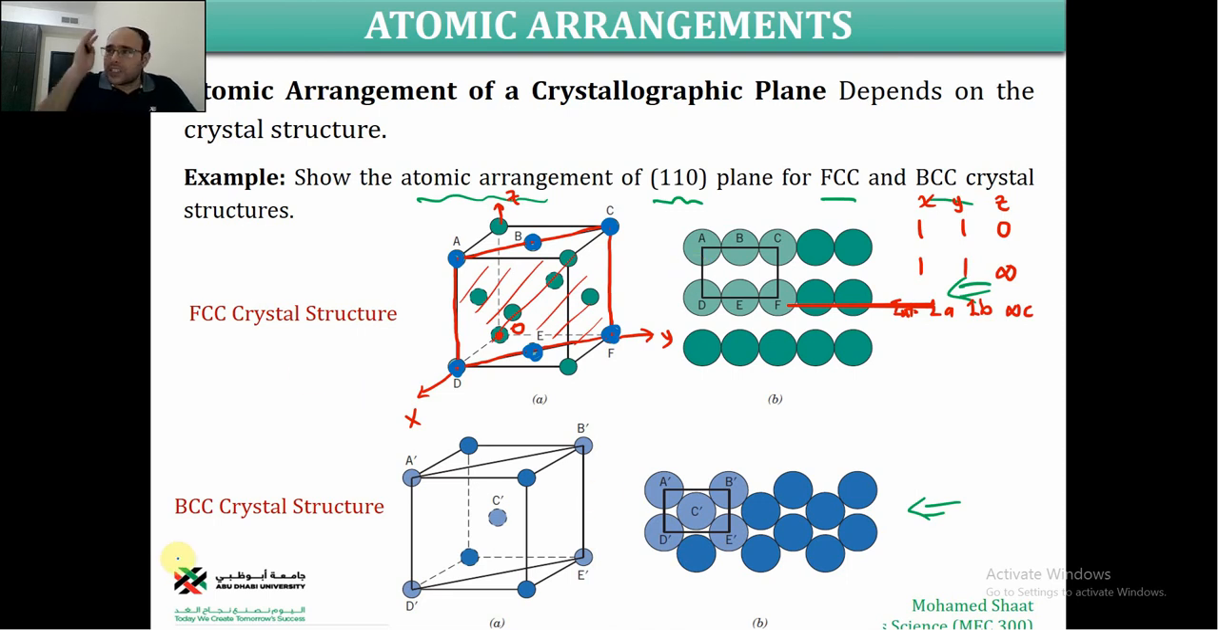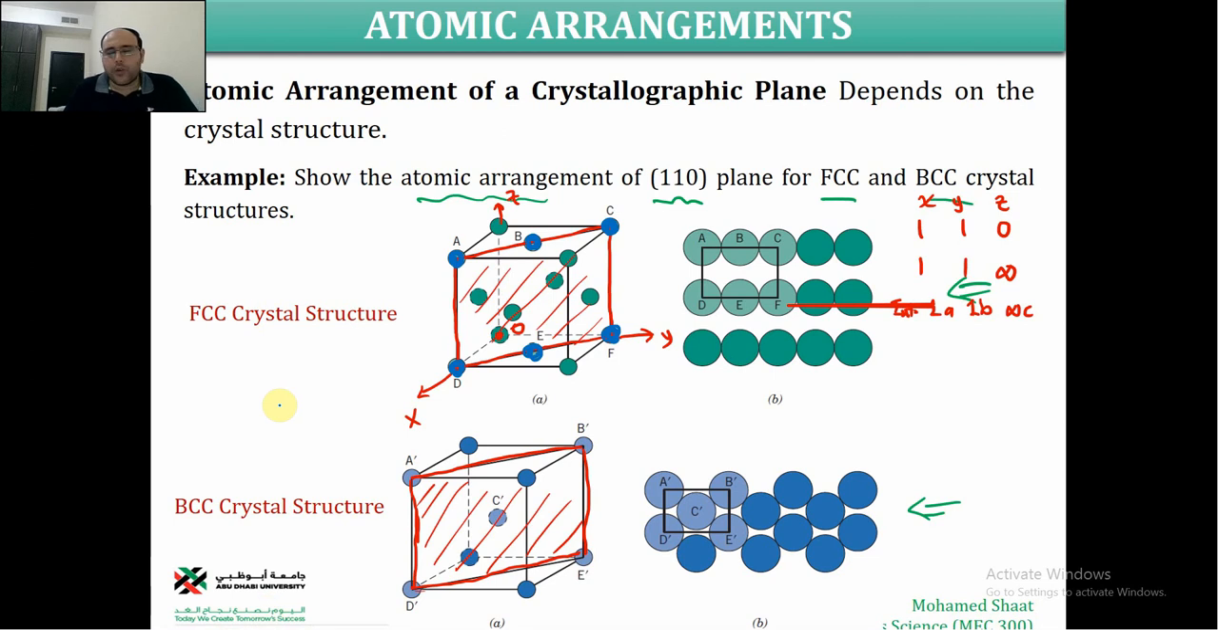How about if we have the same plane in a cubic crystal, but this cubic crystal is BCC? In the BCC crystal structure, we're still going to deal with the same crystallographic plane. It means that nothing will be different in terms of the identification of the plane. We'll have this vertical edge and this edge and this vertical edge. So this is the crystallographic plane. What are the atoms that are located over this plane?